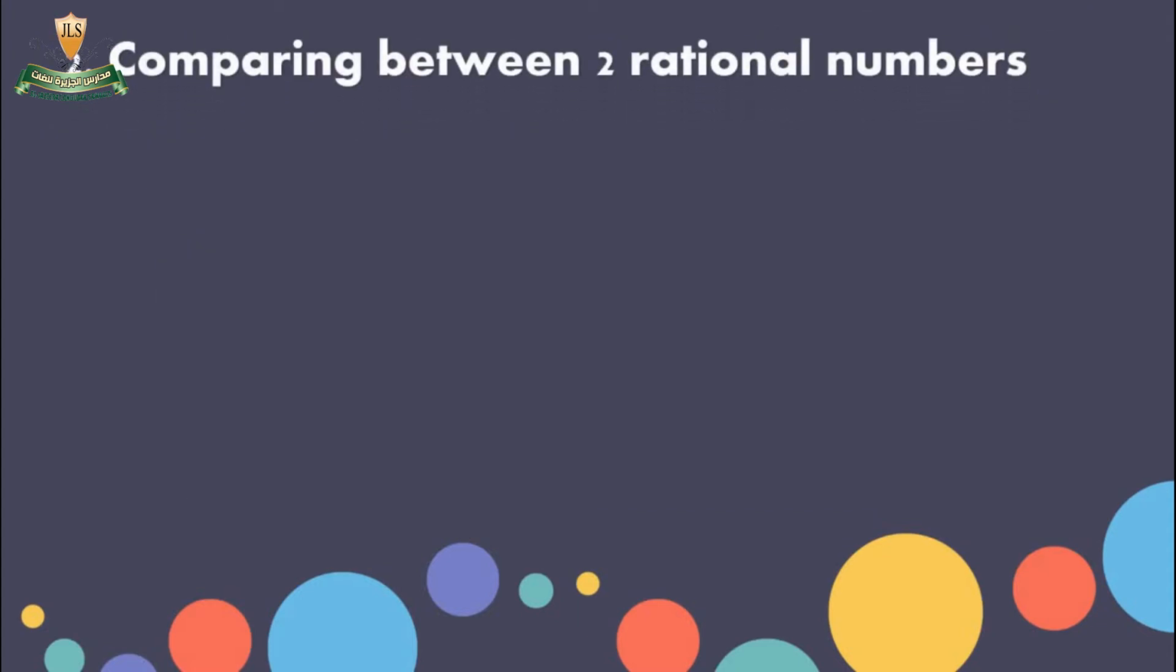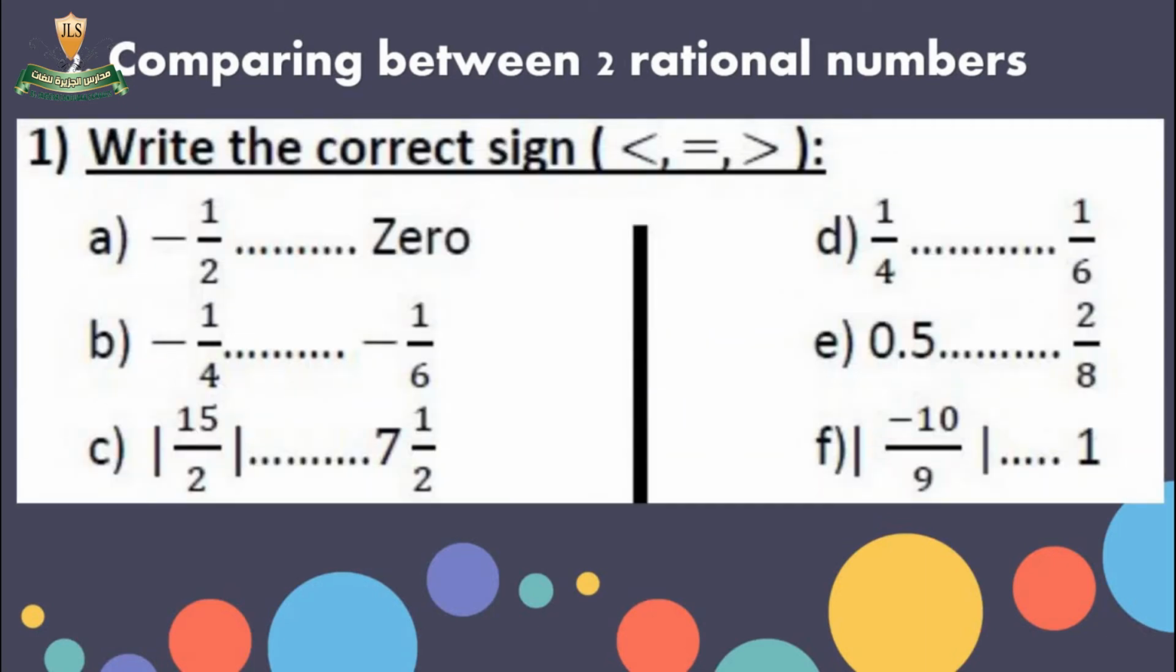The next point is how to compare between two rational numbers. Let's see some examples. Write the correct sign: greater than, smaller than, or equal. Okay. At first, negative half and 0. I know that 0 is greater than any negative number. So the answer of the first question is smaller than, because 0 is greater than any negative number.